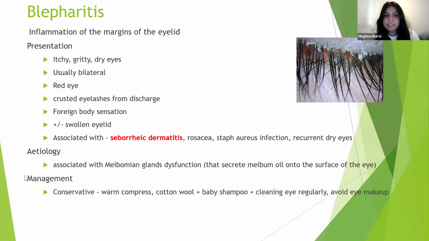Etiology, so basically there's these glands, meibomian glands, which secrete oil onto the surface of your eyes. And if these are dysfunctioning, we get blepharitis. And that also explains this association with these recurrent dry eyes and the dermatitis. Management is conservative, so keeping the area clean, a bit of warm water, avoiding eye makeup to not irritate further.